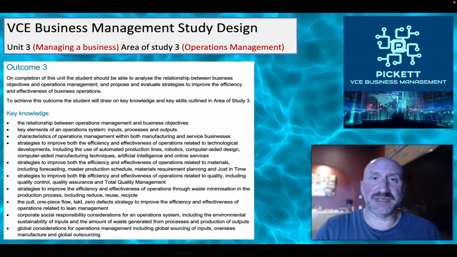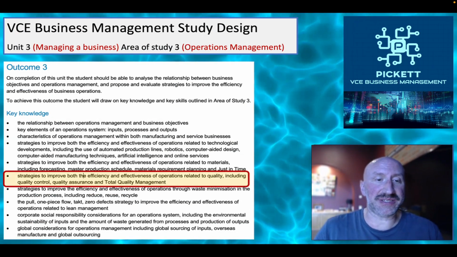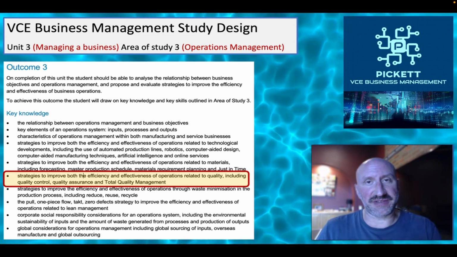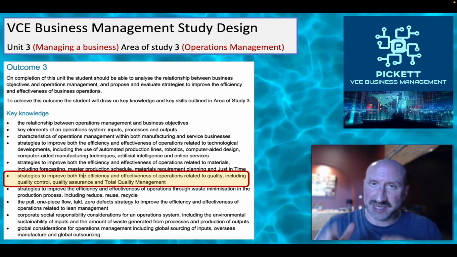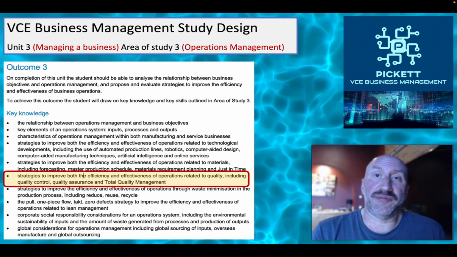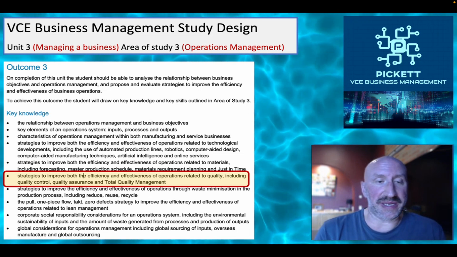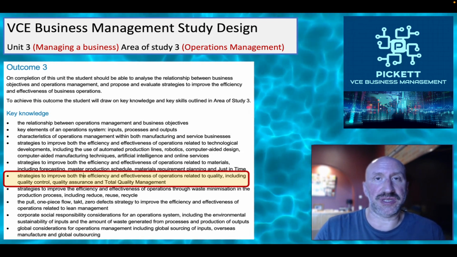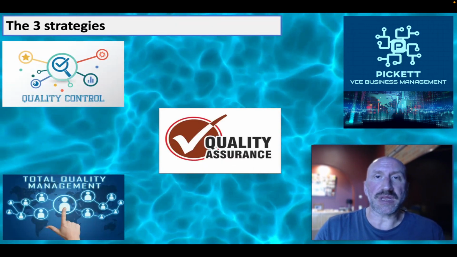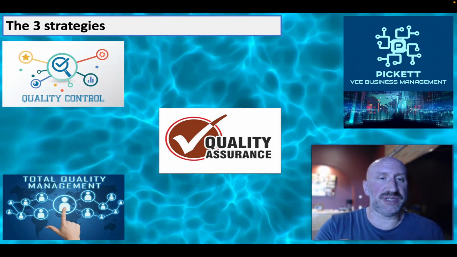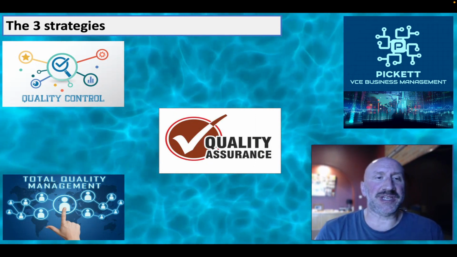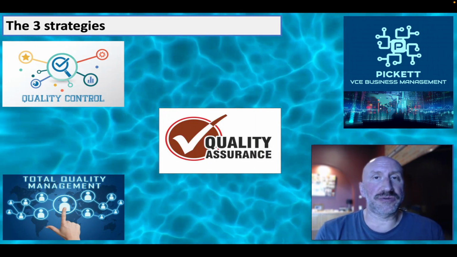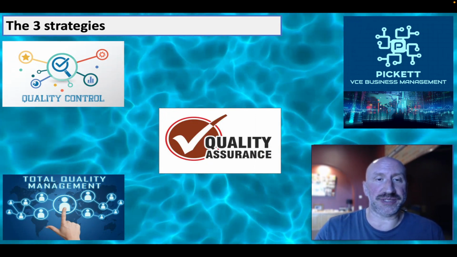So here's our study design, and here is where we're at. Again, strategies to improve both the efficiency and the effectiveness of operations, same as the previous two, but this time related to quality, including, and it gives us 3 quality management strategies that we can use here. So these are those strategies. That's just pulled straight from that previous study design there. So quality control, quality assurance, and total quality management.